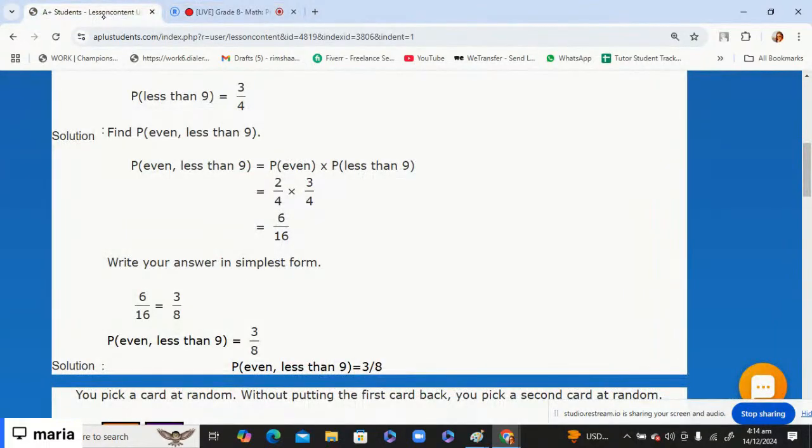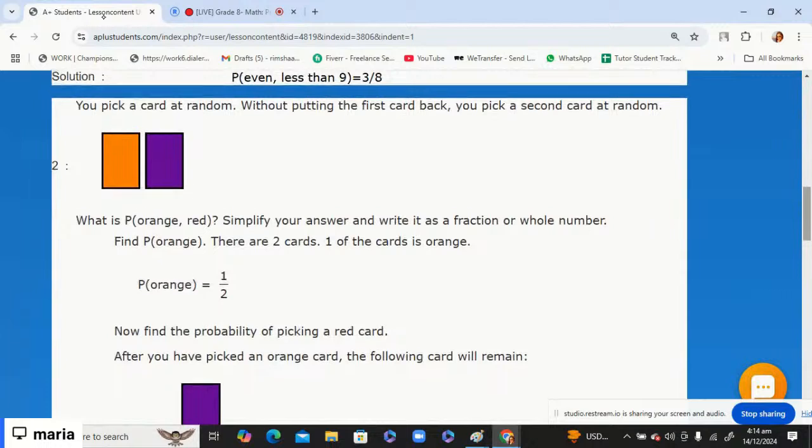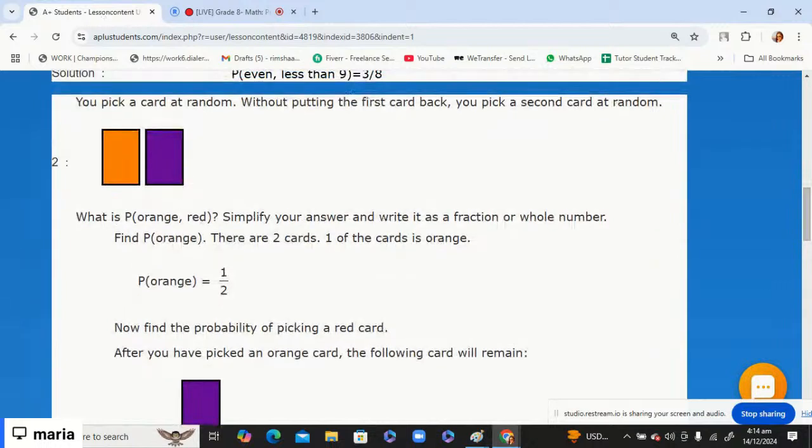So let's discuss the next question. Again, this is the same question that we are taking the example of here, okay? Not solving. You pick a card at random. How many total cards are there? 2 cards. One is orange and one is purple.